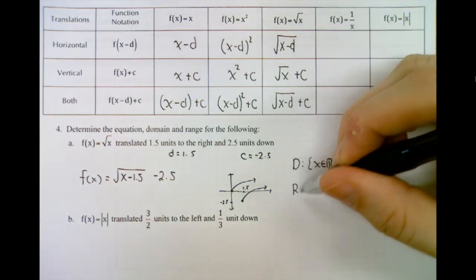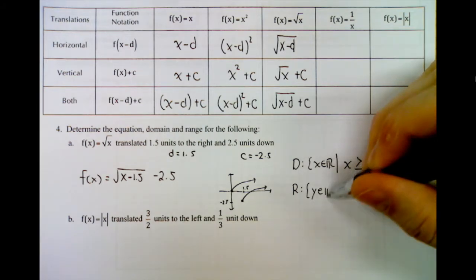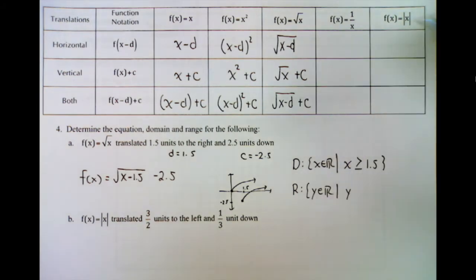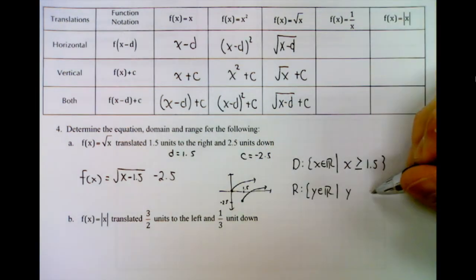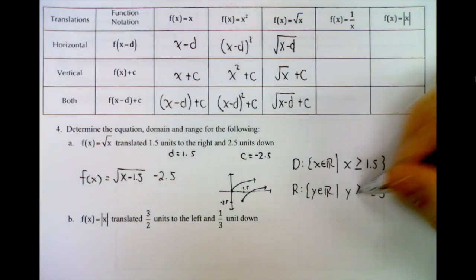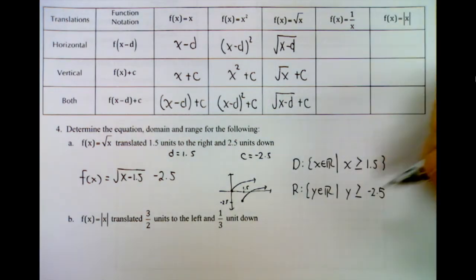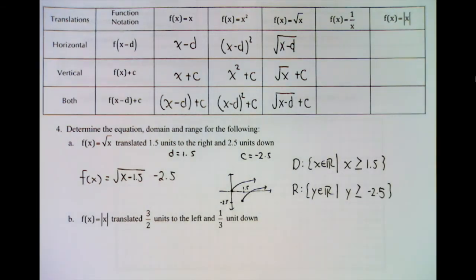Range. Y's belong to real as well. Where do the y's start? Well, the y's start at negative 2.5. And we're not going down from negative 2.5, we're going up. So we're greater than negative 2.5. It starts there, closed circle, equal to. There's our domain and range. You can try B.